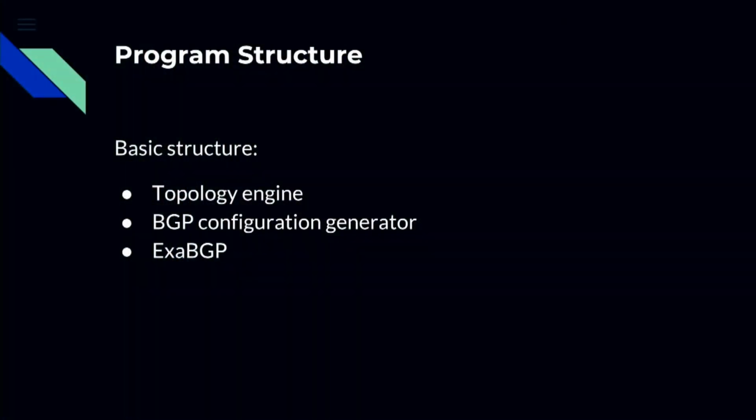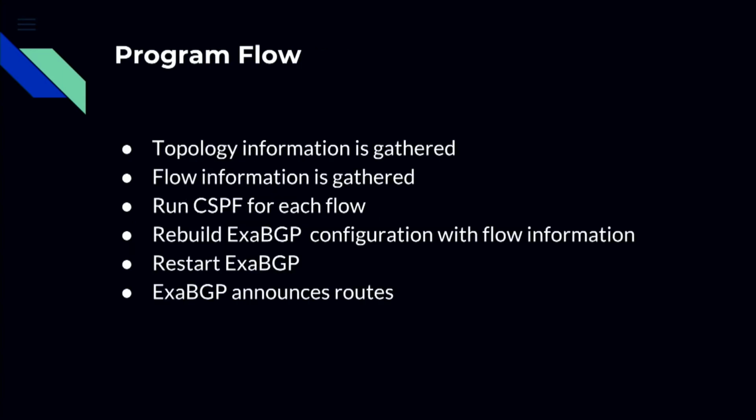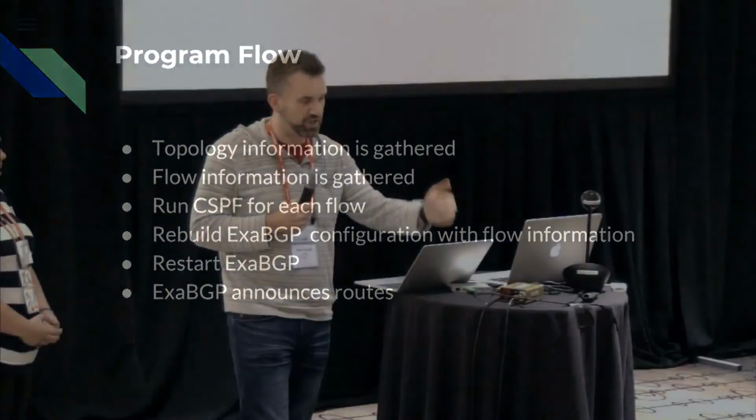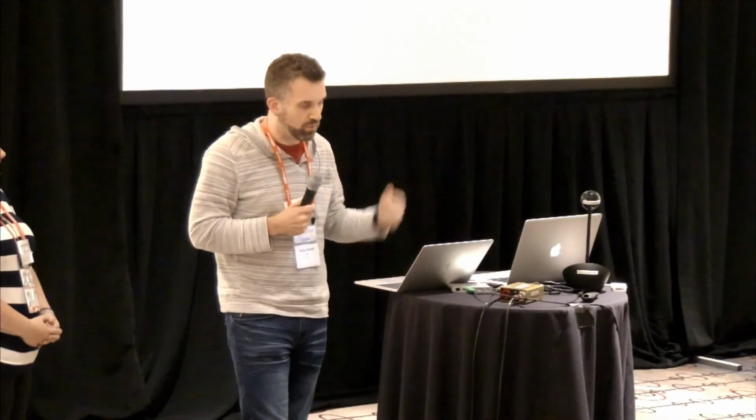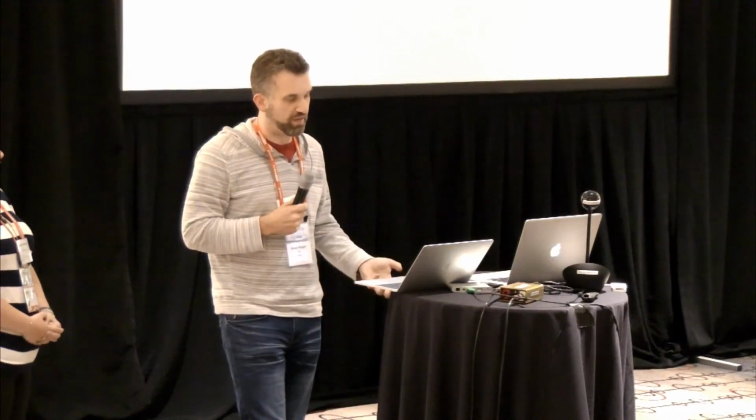The way we approached the problem is not dissimilar from what has been presented already. There's something that figures out what that best path is. Then there's a way to get that information into ExaBGP, and then ExaBGP shares that with all of the routers. So our program flow: gather the topology information, gather the flow information, actually run the constrained shortest path algorithm, rebuild the ExaBGP configuration with the flow information, and have ExaBGP announce those routes.